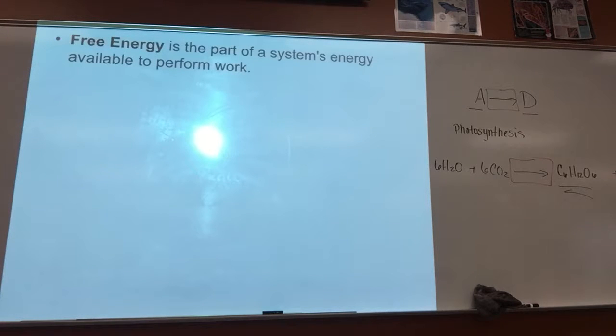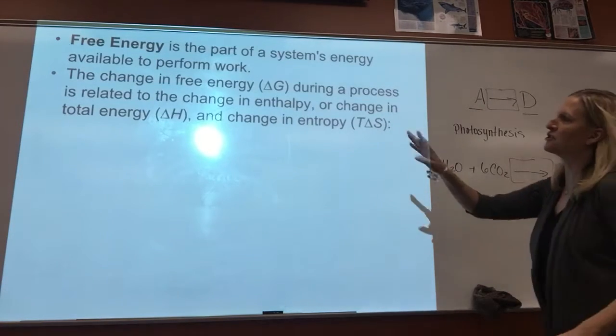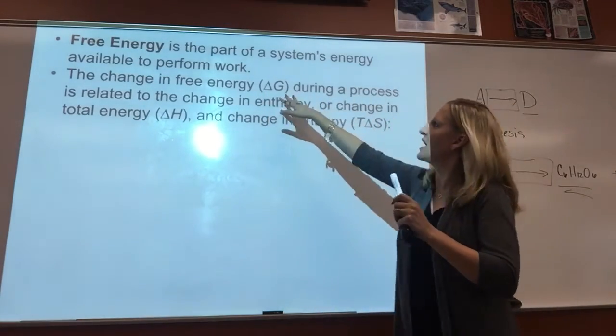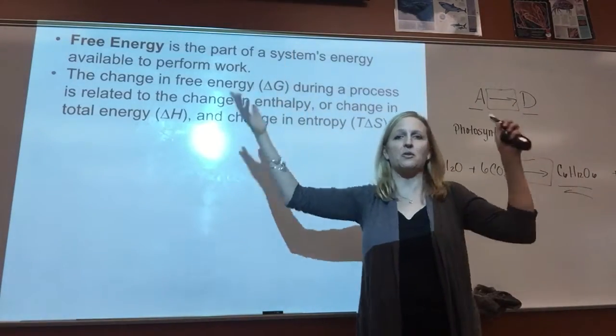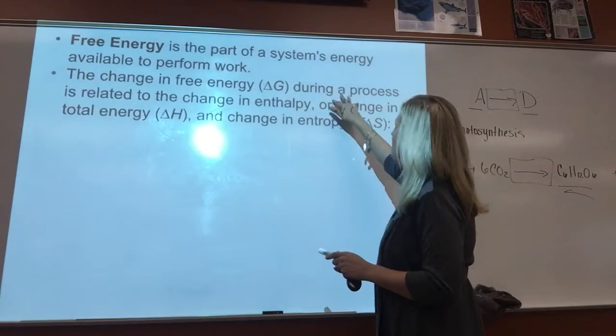So the part of the energy that we actually are able to use to do work, which is basically the energy minus the entropy, is what we call free energy. Free energy is the part of the system's energy available to perform work. So I'm going to introduce you to a new mathematical equation here. So the change in free energy, delta means change, during a process. So the change is final minus initial, the change of what happens before to after a process.